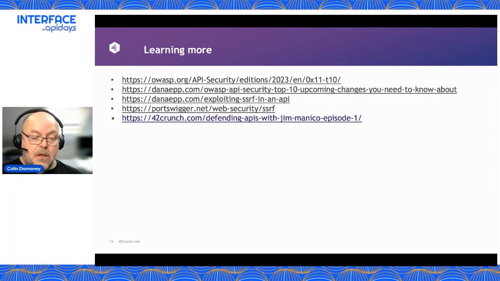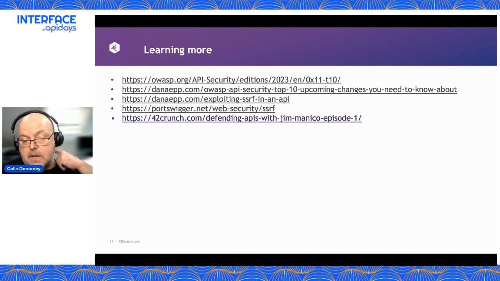A lot of resources for learning more. I mean, the OWASP would be my number one recommendation. Dana Epp has published quite a bit. He's got a great article on exploiting SSRF. If people aren't following, and Dana's talking at this event, so strong recommendation to go and grab his talk. I can't remember the topic, but he talks a lot about the OWASP Top 10. So go and get hold of that.